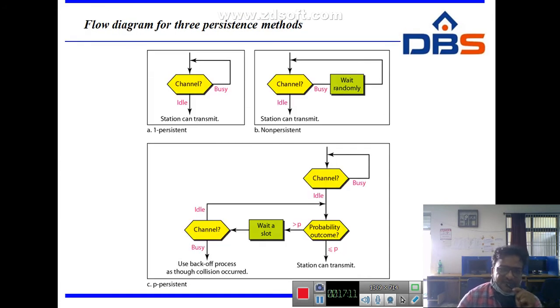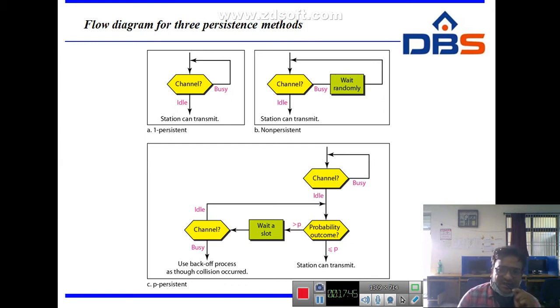The same thing is explained in the flow diagram. Here we have the one-persistent method. We have the channel and the decision on the channel. Whatever data the station is transmitting, if the channel is busy, it comes back to the sensing part. If the channel is idle, the station can transmit.